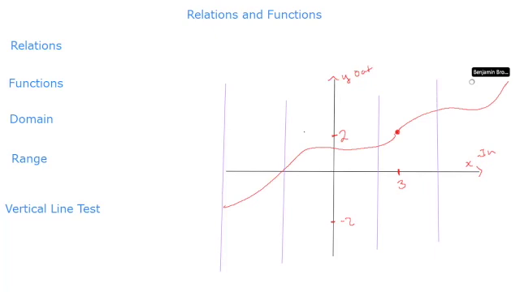Now, if I had something like this, let me erase this piece. If I had something like this, would this pass the vertical line test? No, because right here, I can clearly see I'm going to hit 2 points. And that's it. That's what the vertical line test is.